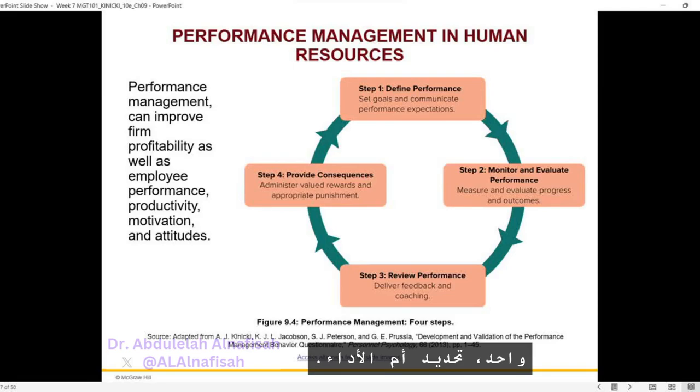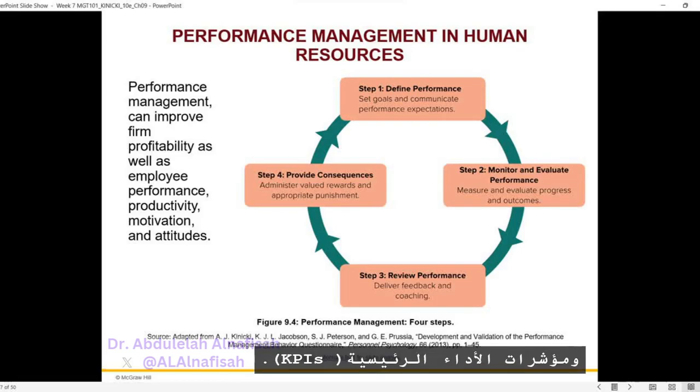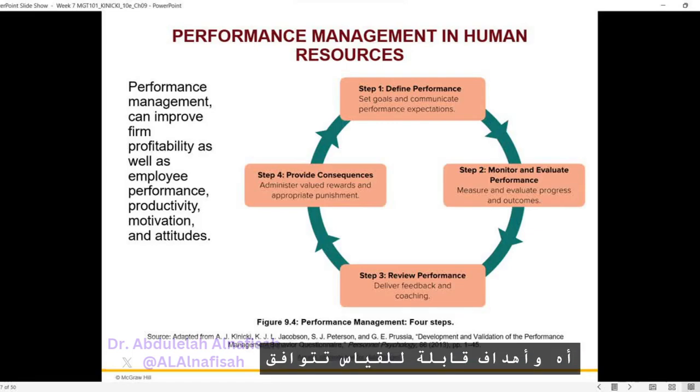1. Define performance. The first step in performance management is to establish clear performance expectations and goals for employees. This involves defining key performance indicators, KPIs, and measurable objectives that align with organizational objectives. Performance expectations should be specific, realistic, and achievable, ensuring employees understand what is expected of them.